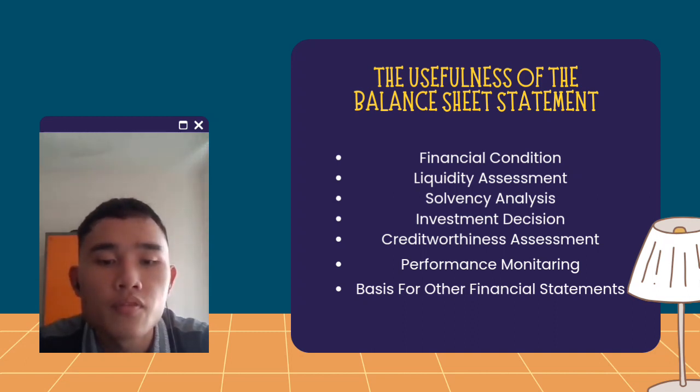The next point is performance monitoring. The balance sheet aids in tracking the monetary development of an organization. Over time, stakeholders can spot trends and changes in a company's financial structure, such as rising debt levels or shifts in the asset mix, by comparing balance sheets from several time periods.